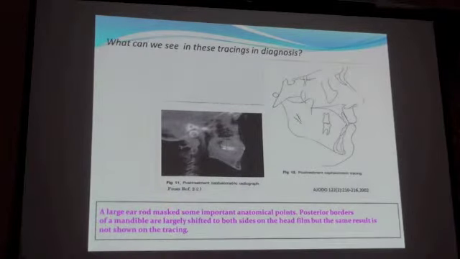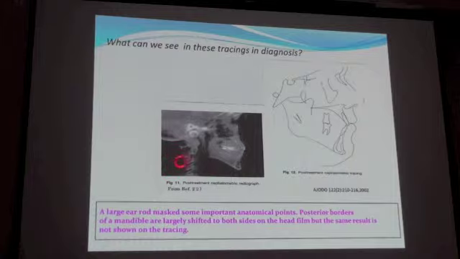This is a board case from 2002. And this is the tracing presented to the board case. A large ear rod masked some important anatomical points; this is a very large ear rod. Posterior borders of the mandible are largely shifted to both sides on the head film, but the same result is not shown in the tracing.